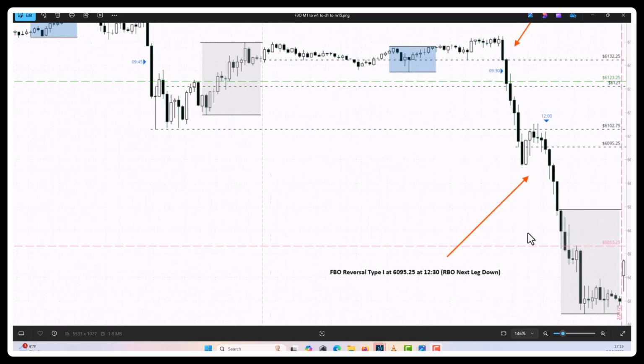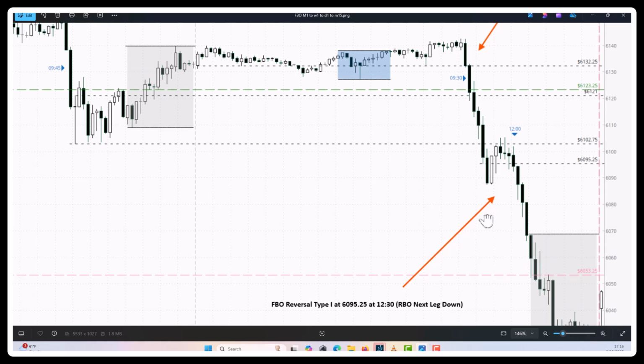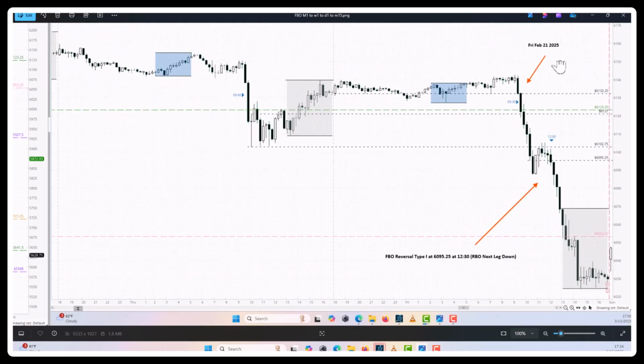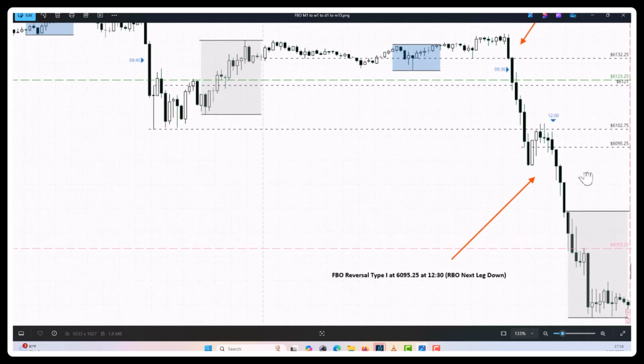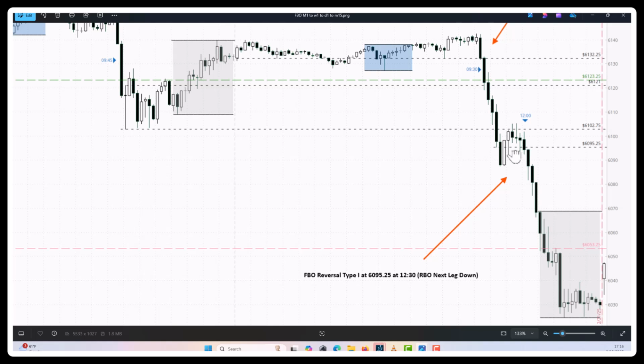Yeah, so basically, if we miss the first leg on Friday, February 21st, then we go for the second leg. It's also huge. The level we watch is 60.95.25 right there. So it's the breakout reversal type 1.